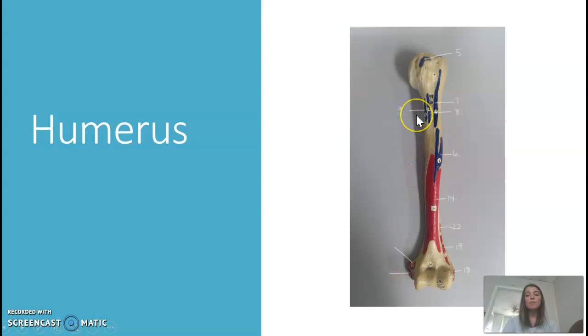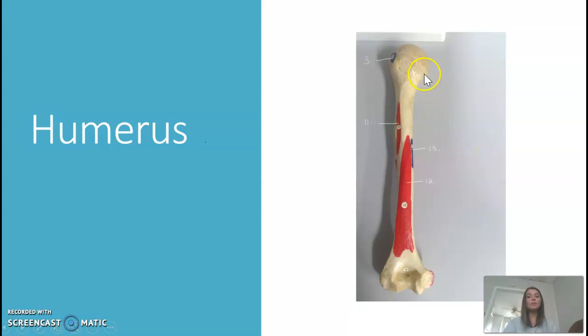And then number 9 would be the insertion for the teres major. And then on the posterior side, number 3 would be the insertion for the teres minor. Number 11 would be the origin for the lateral head of the triceps. And then number 12 would be the medial head of the triceps, the origin site.